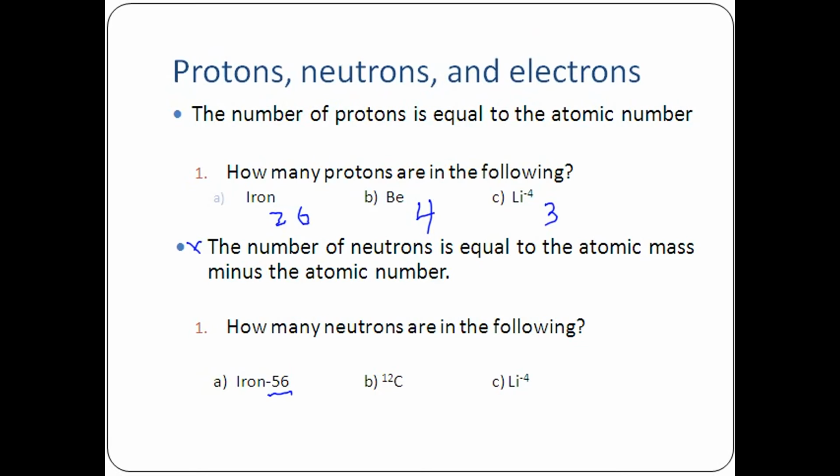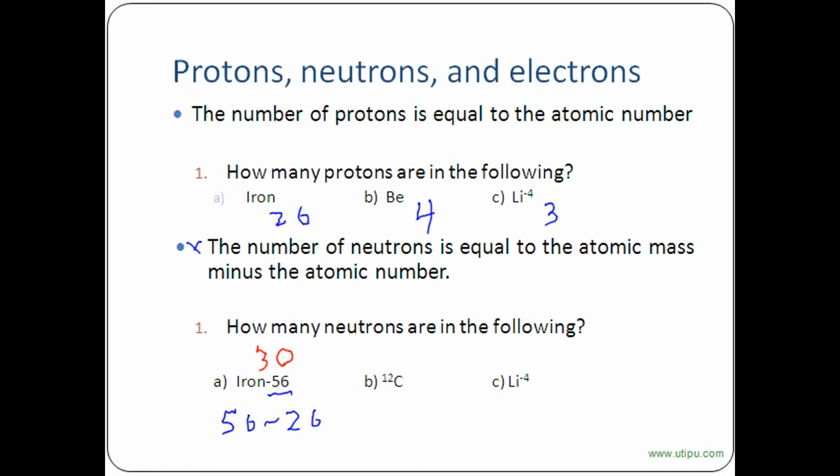So looking at our first one, iron 56, the first thing is the atomic mass. It has an atomic mass of 56. And then we're going to subtract from that the atomic number, which you look up, and it was 26. So 56 minus 26. Doing that tells us that the number of neutrons in iron 56 is simply 30. And so we have 30 neutrons right there.